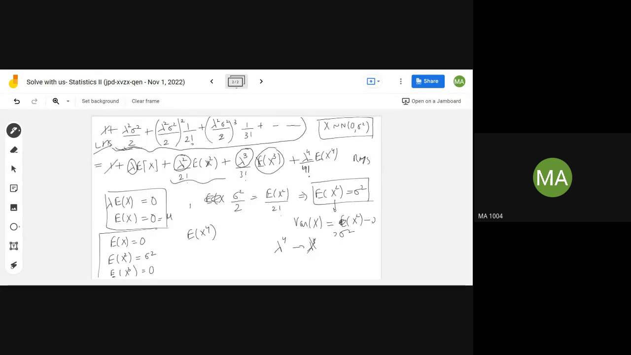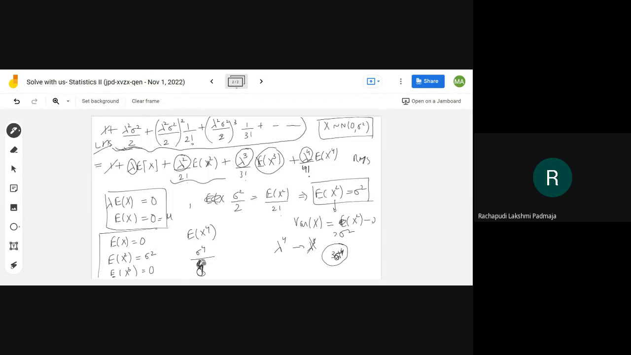So what is the fourth moment? 3 sigma to the power 4. Yes, correct, 3 sigma to the power 4. For the fourth moment, we need to see the coefficient of lambda to the power 4. Here the coefficient of lambda to the power 4 is sigma to the power 4 by 4, into 1 by 2 factorial, into 2 factorial, so it becomes 8.